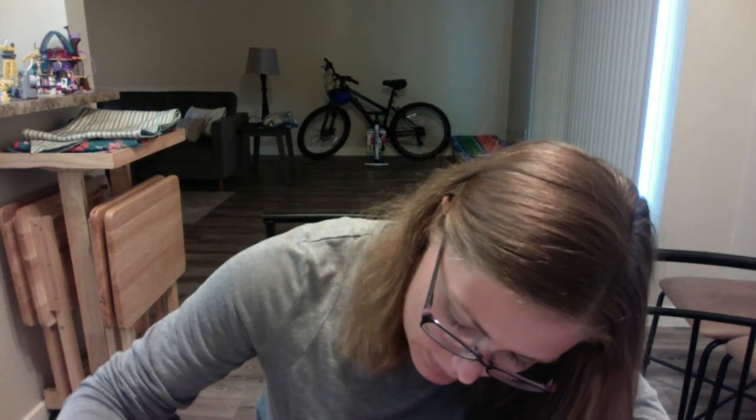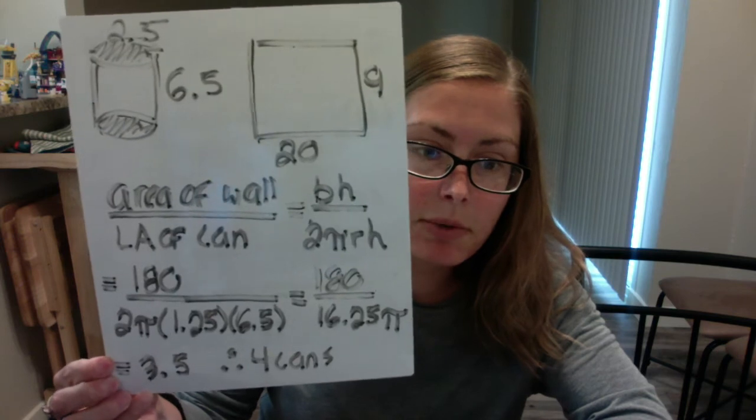Which gets us 180 divided by 16.25 pi, which is equal to about 3.5. So therefore, he needs 4 cans because he needs 4 whole cans, only 3.5 of the 4 cans to fill up the wall.